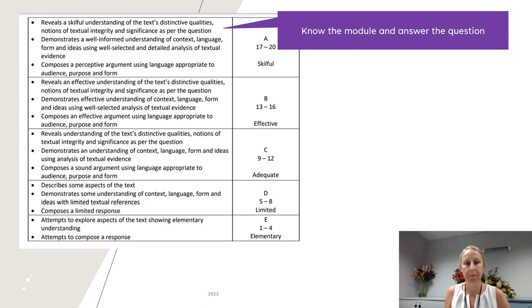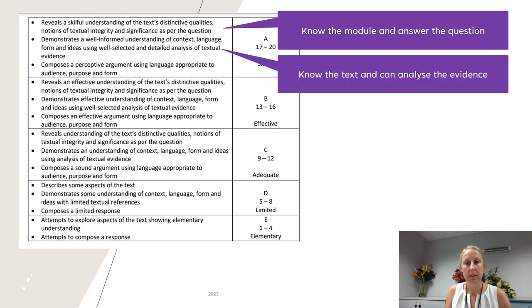The second dot point is about how well you can demonstrate an informed understanding of the context, the language of the play, and well-selected evidence that you analyse cleverly. So really what that's all about is how well you know the play and how well you can analyse your included evidence. And the last outcome is pretty much the same for all your English tasks, and it's about your composition, your language, your structure.